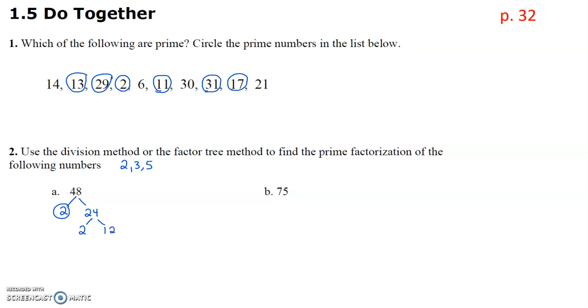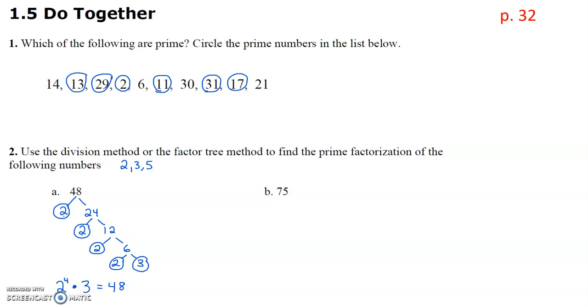I'm going to continue to divide by 2 as long as I can. 24 divided by 2 makes 12. 12 divided by 2 makes 6. 6 divided by 2 makes 3. I find dividing by 2 goes really quickly, and 3 is also prime, so I'm ready to go here. And I'm going to write this with exponents. 1, 2, 3, 4 of those 2's times 3 is equal to 48. 2 to the power of 4 times 3 is 48.